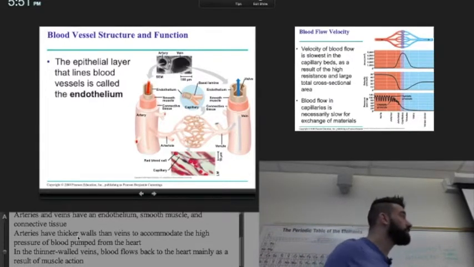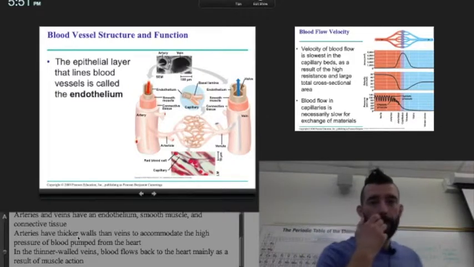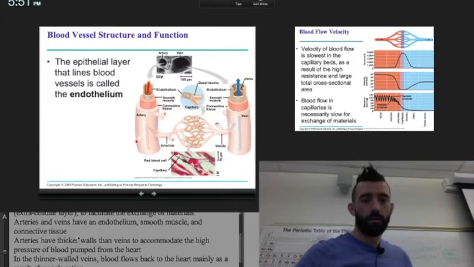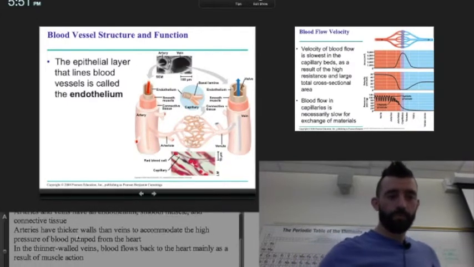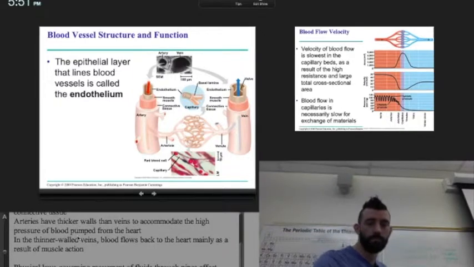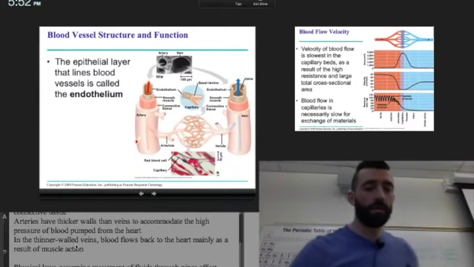Okay, arteries. No, vasodilation is usually in reference to arterioles, which we'll talk about in a second. But very similar idea. Okay, so arteries tend to have thicker walls than veins, and again, it's to accommodate the high pressure.